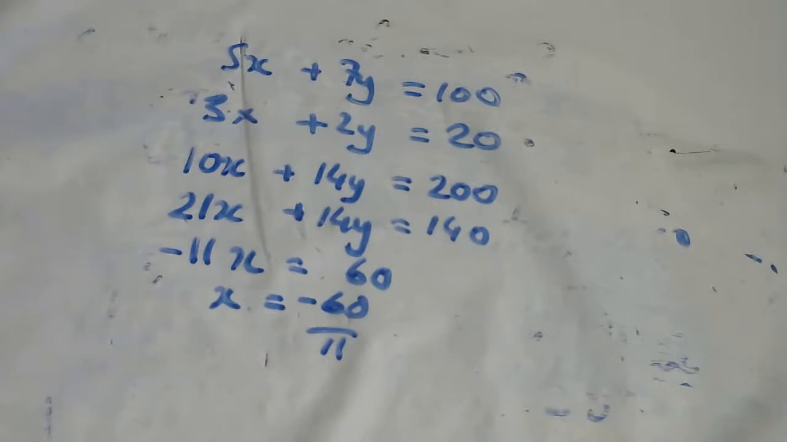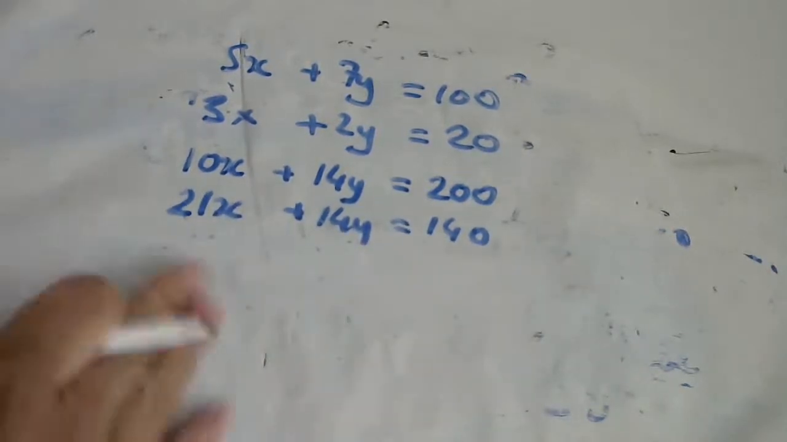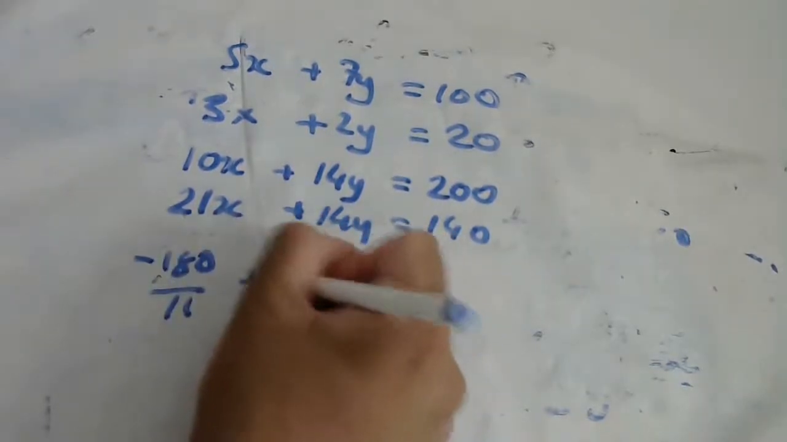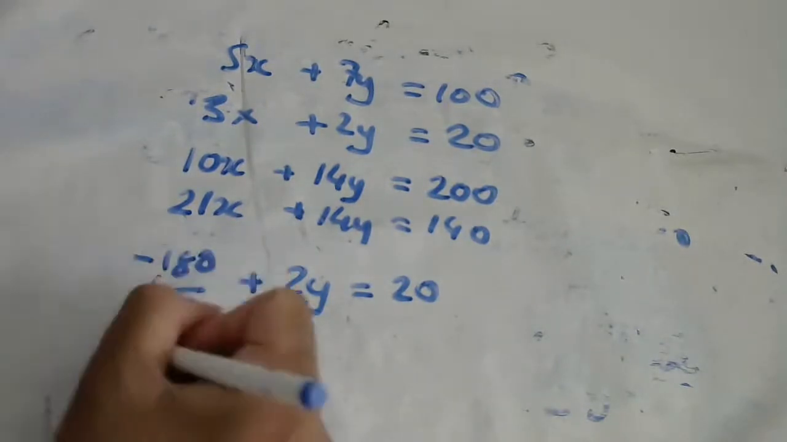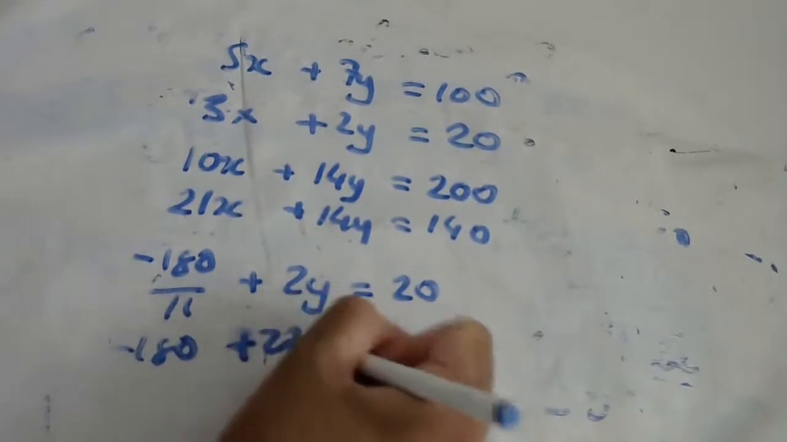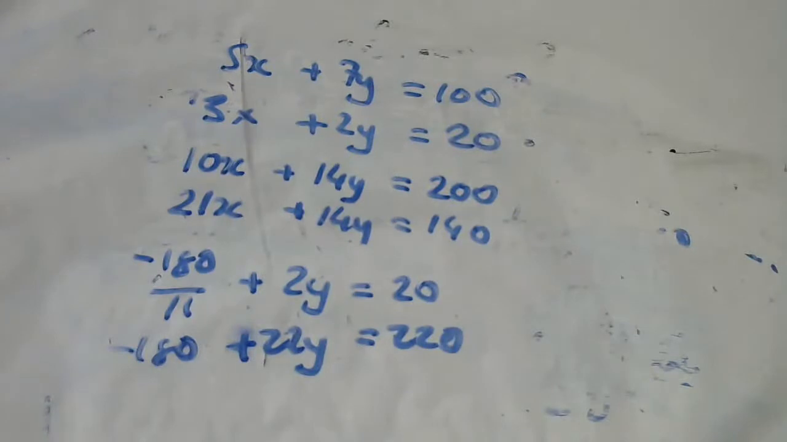So you're sorted for that. Now let's see if Harris's claim is right on y. So my x is minus 60 over 11. I'll put it in the second equation. You get minus 180 over 11 plus 2y equals 20. Times through by 11, you get minus 180 plus 22y equals 220, don't you? So you're going to get what, 400 over 22? 200 over 11? Yeah, well done. Good job. This is pretty good, actually. I'm pretty happy with this.